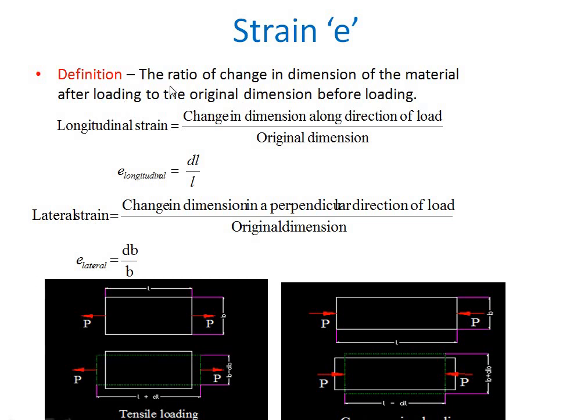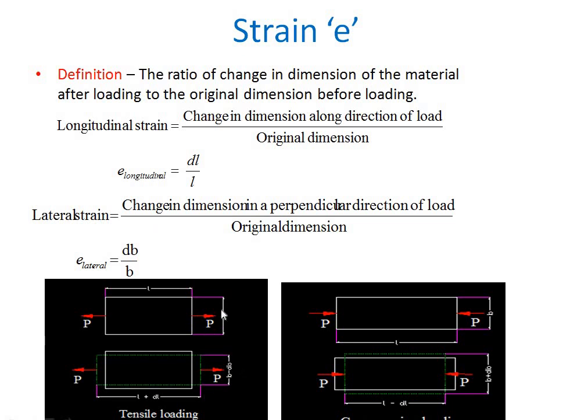So the ratio of change in dimension of the material after loading to the original dimension before loading, we call it a strain. This strain is classified into two: longitudinal strain and lateral strain. What is a longitudinal strain? Change in dimension along the direction of load by original dimension. We call that a longitudinal strain.